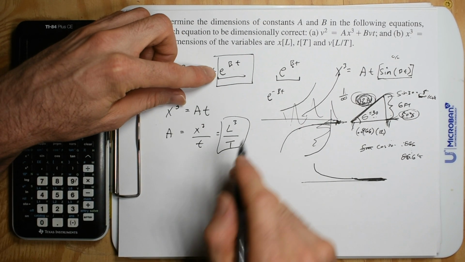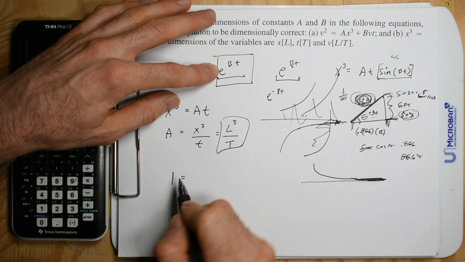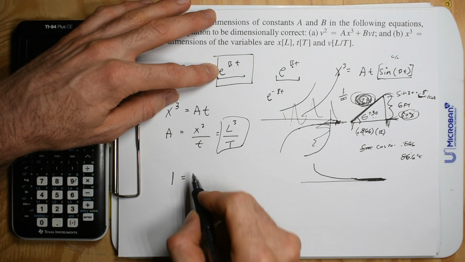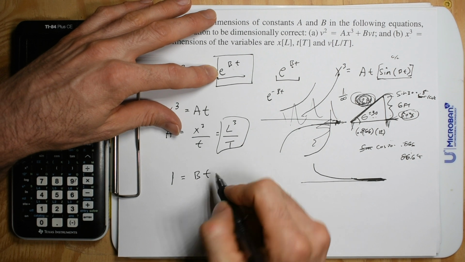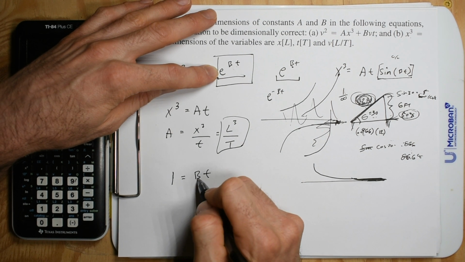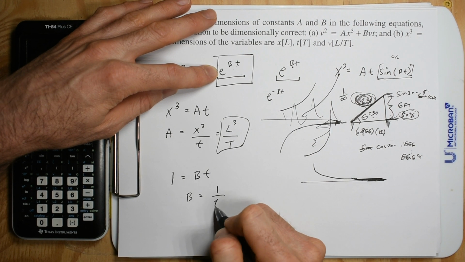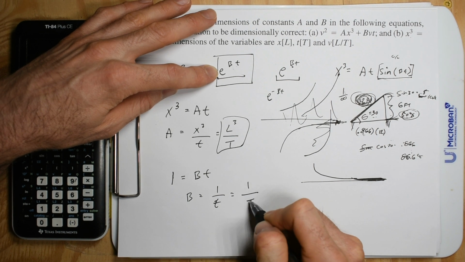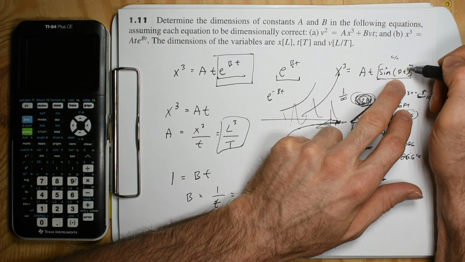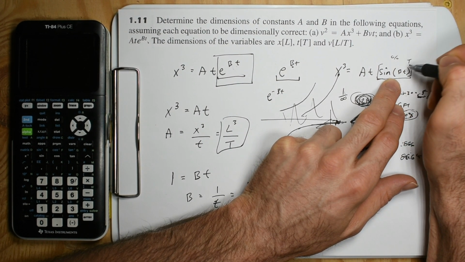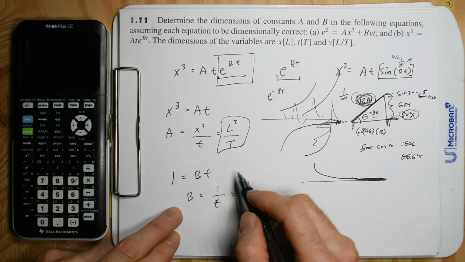Now this has to be dimensionless. One way to make something dimensionless is it has to equal 1, because it has no dimension. So 1 is equal to bt. Now, how would you solve for b? Well, b is equal to 1 over t. Now it's just 1 over time. That was real easy. If you had to solve for b, and this was a time, but it has to have no dimensions, b is 1 divided by time, the times cancel.